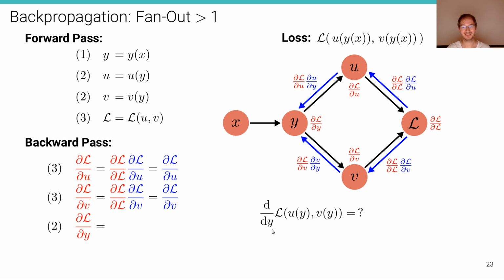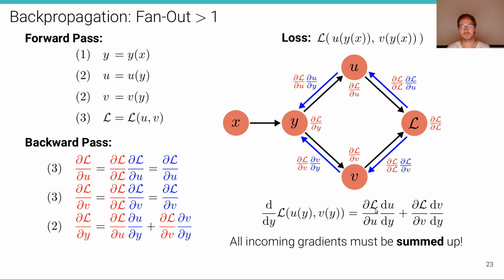What we know from the multivariate chain rule is that the gradient of L with respect to y is simply the summation of the gradient of L with respect to u times u with respect to y, plus the gradient of L with respect to v times v with respect to y. So this is simply a local application of the multivariate chain rule at one particular node. And this is what I've written over here. Of course, both these terms have local contributions in blue and these backpropagated global contributions in red.